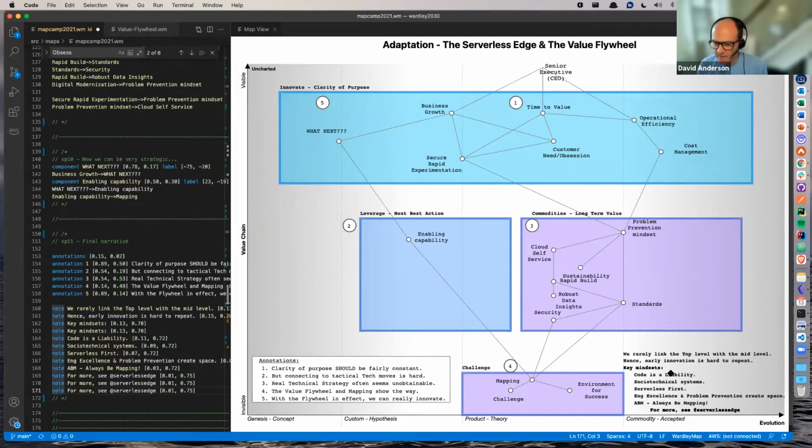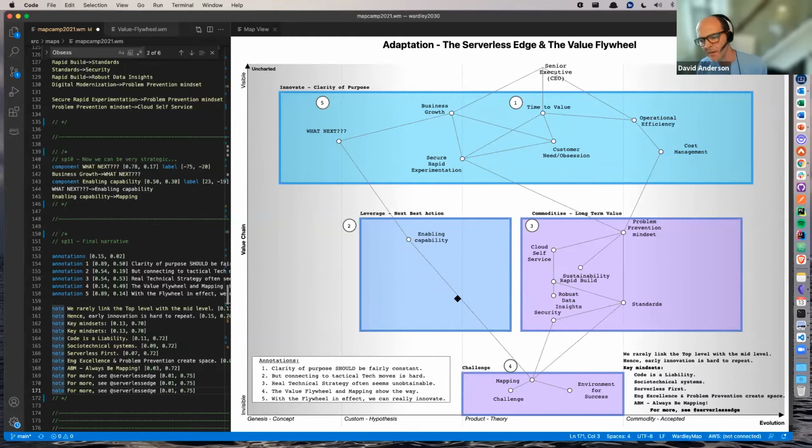One of the things I see is that we rarely link the top level here, what the executive sees, with this mid-level, which is what a lot of the technology leaders see. There's often a break here where we don't make that. And again, in the Wardley map, you see the visibility has dropped. So these things are lower down.